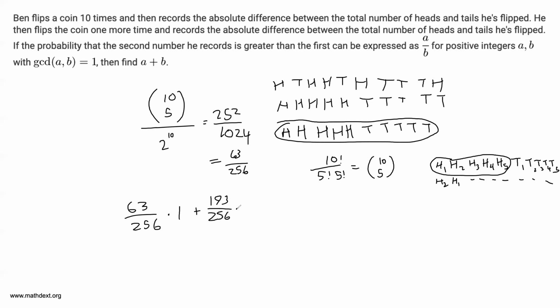The probability that your absolute difference increases here we found was 1/2. So you just take the sum: 63 over 256 plus 193 over 512 times... that is, 126 over 512 plus 193 over 512. This is equal to 319 over 512. The sum of the numerator and the denominator, because those two numbers are relatively prime, is 831, and we are done.